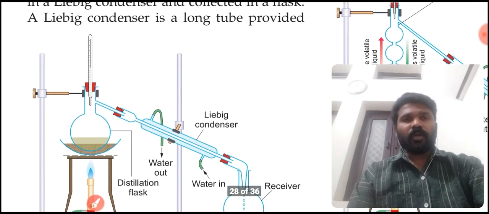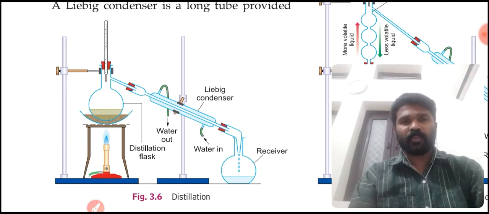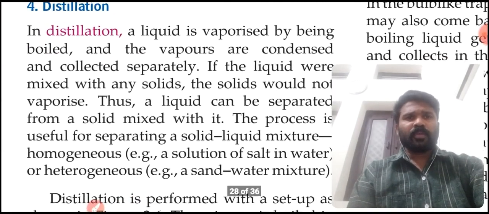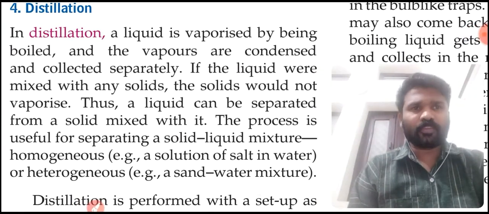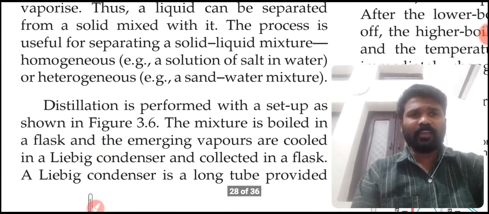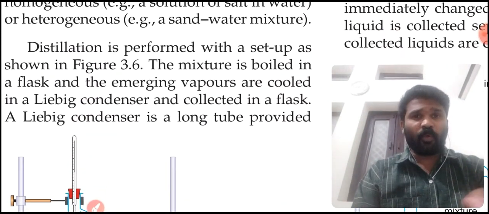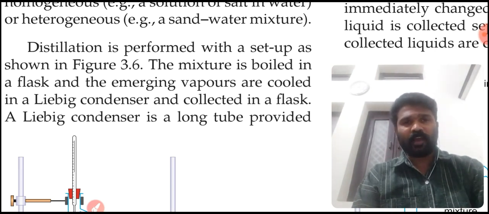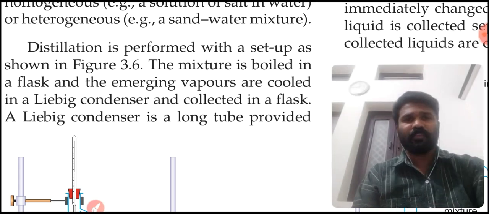So now for the distillation we have to arrange the apparatus like this in the laboratory. And later what to do? If the liquid were mixed with any solids, the solids will not be vaporized. Distillation is performed with a setup as shown in figure. The mixture is boiled in a flask and emerging vapors are cooled in a Liebig condenser.